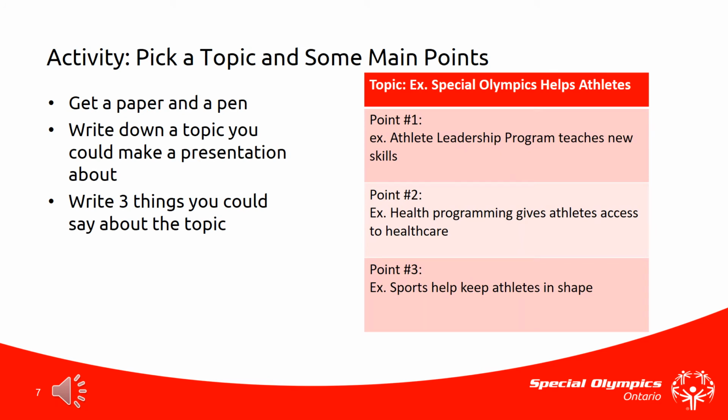For our first activity, get a pen and a piece of paper. Write down a topic that you could make a presentation about, something that you already know a lot about. And then write down 3 things you could say about that topic. For an example, we're using the topic, Special Olympics helps athletes. Our first point is, Athlete Leadership Program gives athletes new skills. The second point is, health programming gives athletes access to healthcare. And then our third point is, sports help keep athletes in shape. What do you have for yours?